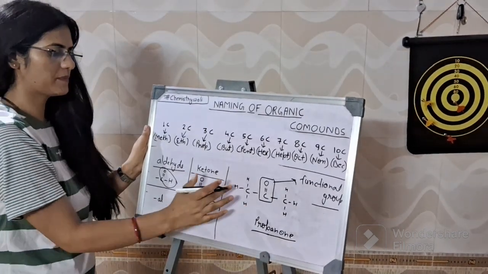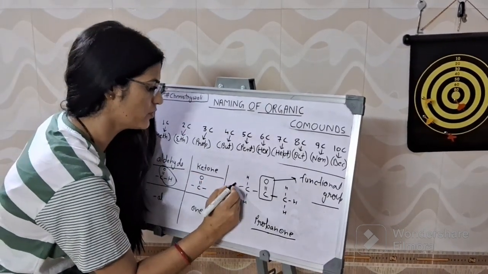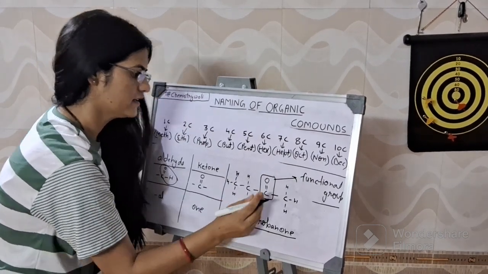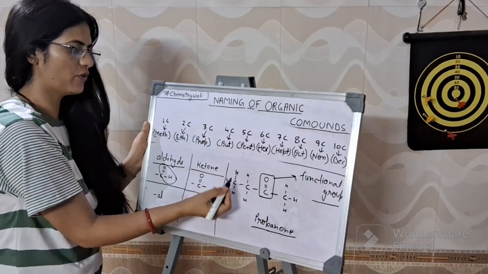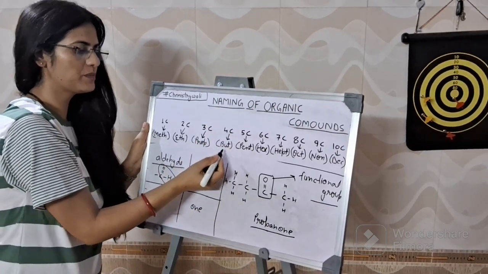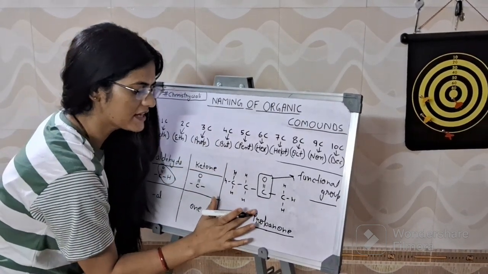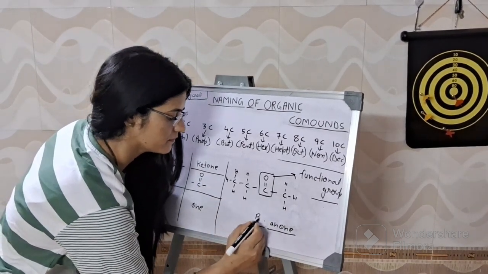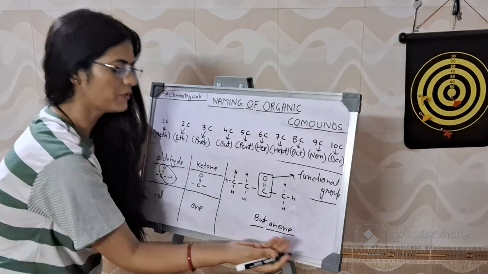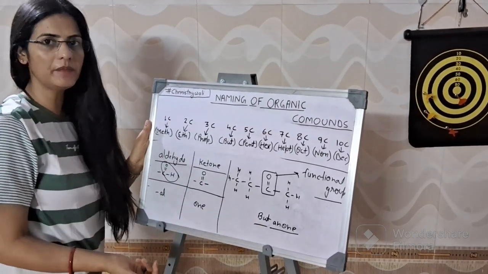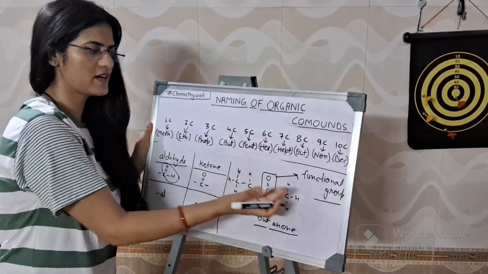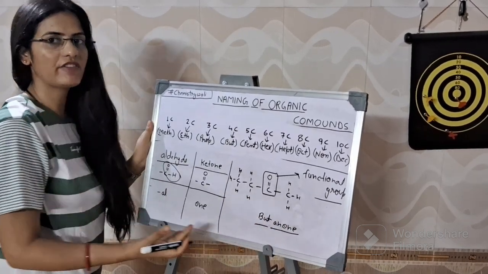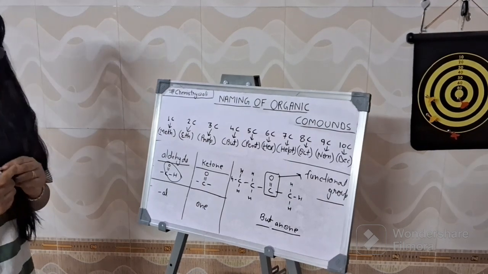In the same way, if more carbons are there, suppose here we add one more carbon and CH3 again. Now the number of carbons is 4. For 4 carbons we use but. So in the place of prop, now we write but. Butanone. The name of the compound will be butanone. In the same way, for 6 or 7 carbons, hexanone, heptanone. In the same way we can name the compounds.